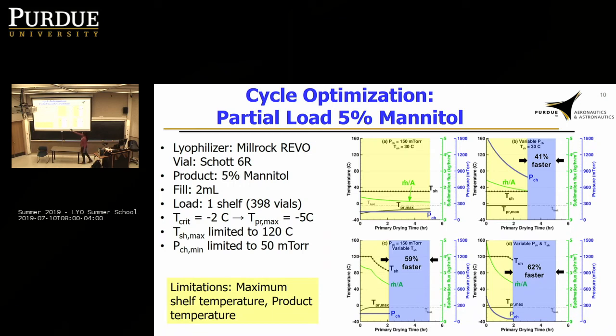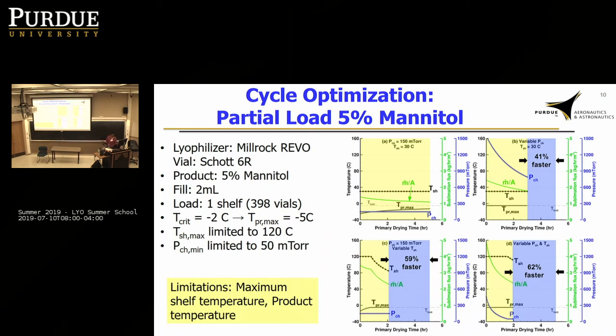And just for the sake of completion, we have here a case where the chamber pressure is fixed and the shelf temperature is varied. Again, the shelf temperature goes to 120. You can restrict it to a lower value, and you will still see a significant improvement in the time.